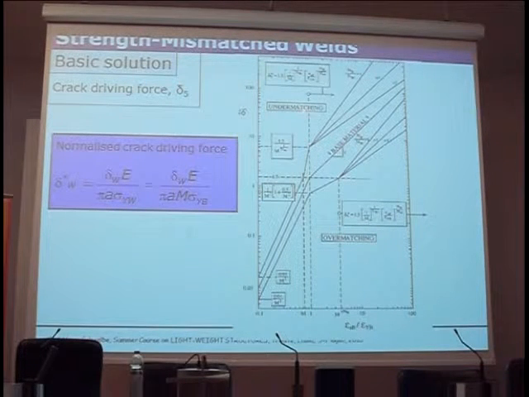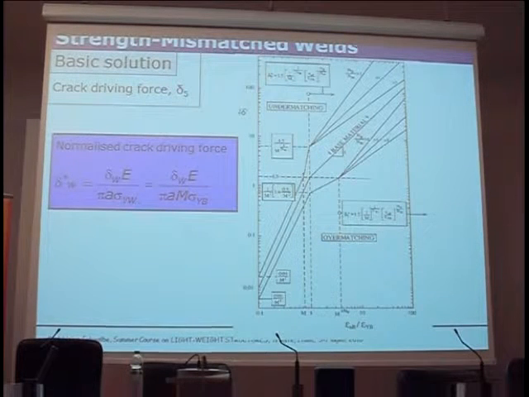And when we have undermatch, you see an increase of the crack driving force over that in the base plate, a factor of 7 or whatever it is. And again, the slopes can be calculated using the strain hardening exponents, the same for overmatch here. And here's the equation for delta 5, the normalized crack driving force, in this regime and in this regime. So we have equations for everything.